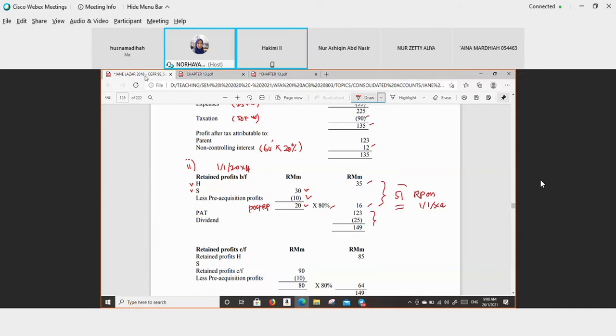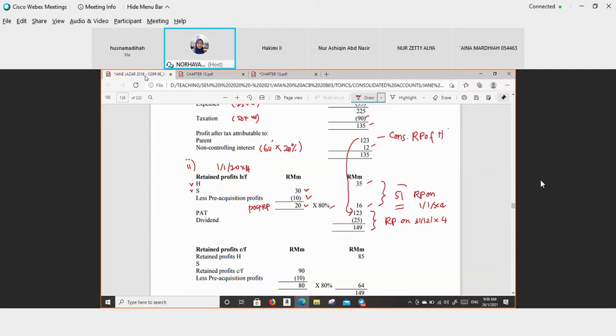Yang ini ialah yang retained profit on 31st December X4. Ini yang Roman 2 tu kan. Maksudnya ditambah. Tambah profit for the year from the consolidated. This is consolidated retained profit of parent's. Tambah yang 1, 2, 3 tu.